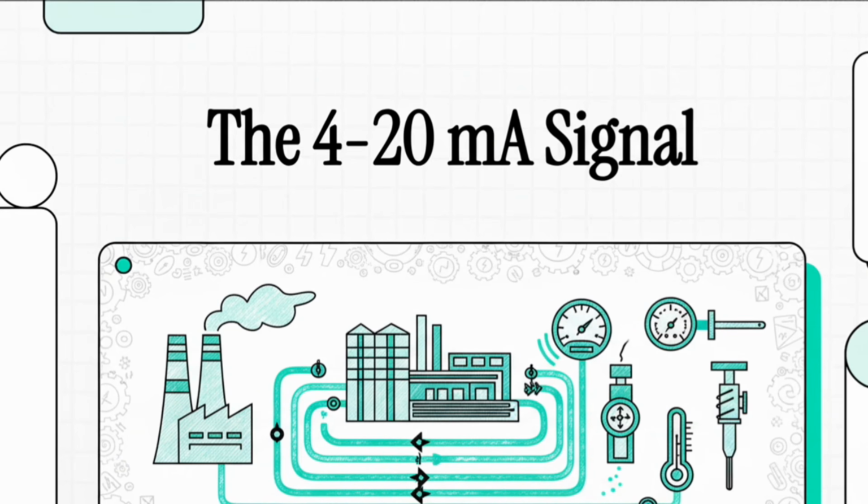All right, let's get right into it. If you've ever set foot in any kind of industrial plant, I'm talking power stations, chemical plants, food processing, you name it, you've been surrounded by the 4 to 20 milliamp signal. It is, without a doubt, the universal language for almost every process measurement out there. It's the invisible current that makes sure everything just works.